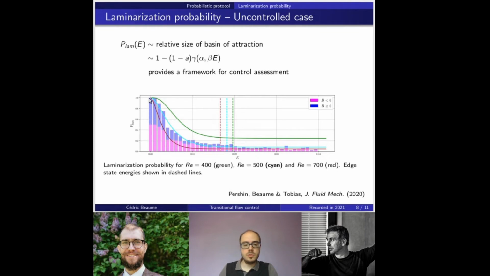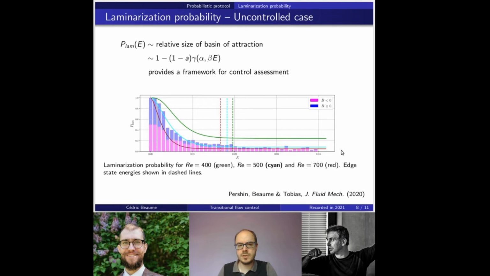And it's got a certain number of properties. First of all, that laminarization probability is 1 for small enough values of the energy, and then it decays pretty much monotonically until it reaches a plateau. So we decided to fit these numerical results using a transformation of the lower incomplete gamma function shown there to obtain the sigmoid curve. So that curve is the fitting for Reynolds number 500. We observe the green one for 400 and the red one for 700. And what we can see directly here is that increasing the value of the Reynolds number leads to an increase in the sensitivity of the laminar flow to perturbations over the whole range of energies.